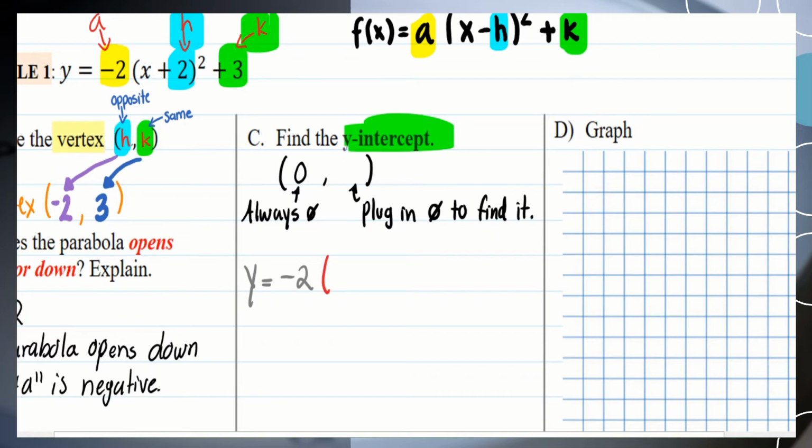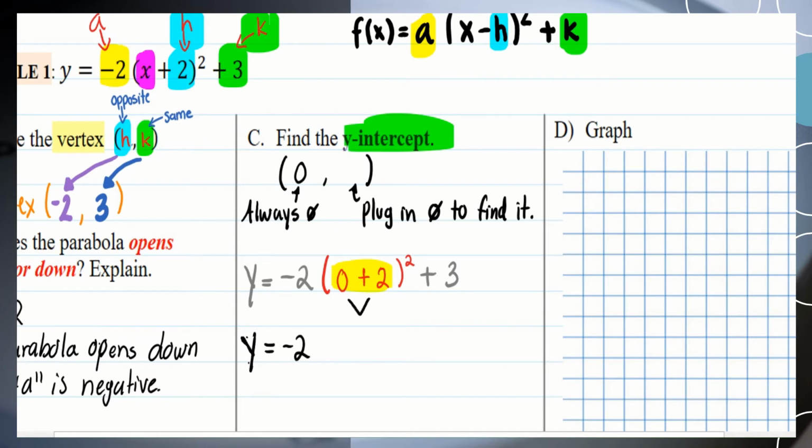So I'm just going to recopy our problem. The only thing I'm going to change is where I had our X, which is inside the parentheses. I'm going to replace it with 0. Everything else, I'm going to keep the same. So the only thing we're doing is changing that X value. Let's go ahead and rewrite it here. And then I'm going to follow PEMDAS. PEMDAS says to do parentheses first, which is the inside of the parentheses. So I'm going to do the 0 plus the 2.